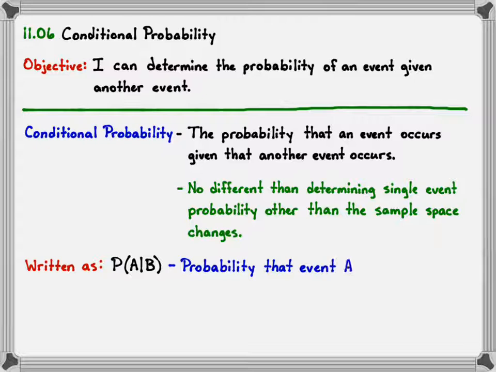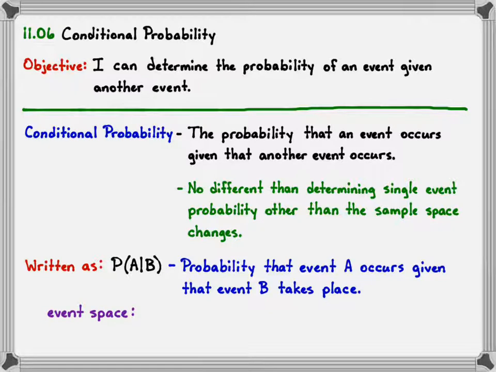Okay, so we'd say it like this: the probability that event A occurs given that event B takes place, I guess you could say first. The event space is actually the intersection of A and B, because I don't want all of A, I only want the part of A that's inside of B. So if you consider a Venn diagram, the part of A that's inside of B is just the intersection of the two. And the sample space is not the entirety of the Venn diagram. The sample space is only event B.